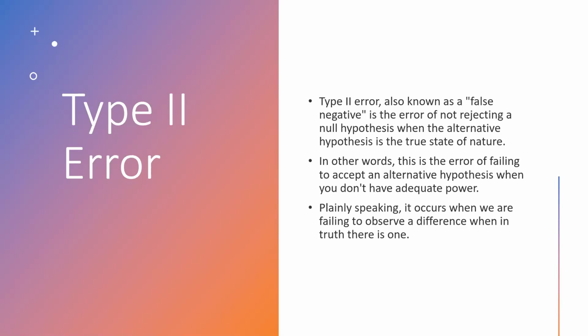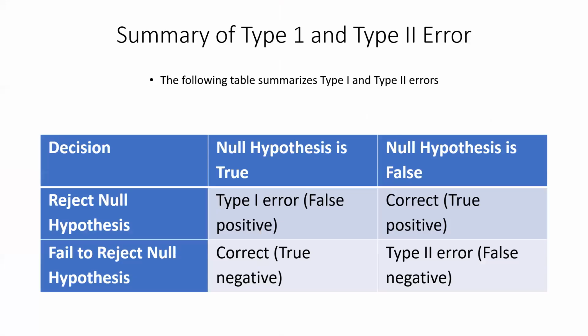So in plain language, a type 2 error occurs when we fail to observe a difference when in truth there is one. And we have to manage the two types of errors. This is the summary of type 1 and type 2 error, which I've tried to present in this table. Just repeating myself: when I talk of type 1 error, you are talking of false positive. When you talk of type 2 error, you are talking of false negative.